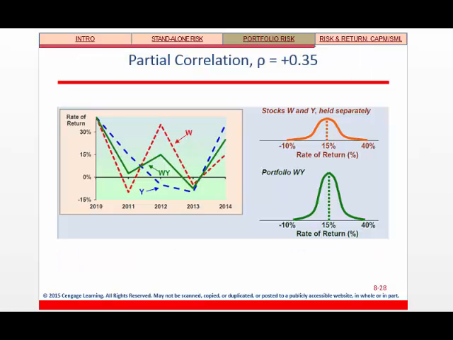What about a partial correlation, say like a correlation coefficient of 0.35? Well, here, and this is maybe a little bit more likely than a perfectly negative or perfectly positive correlation, you'll see that you're going to get some cancellation out, and you are going to have a slightly more compact distribution. So here you're getting both 15% if you hold Y and W separately, but if you combine them, you still get the 15%, but it's a much more compact distribution with obviously less variance.